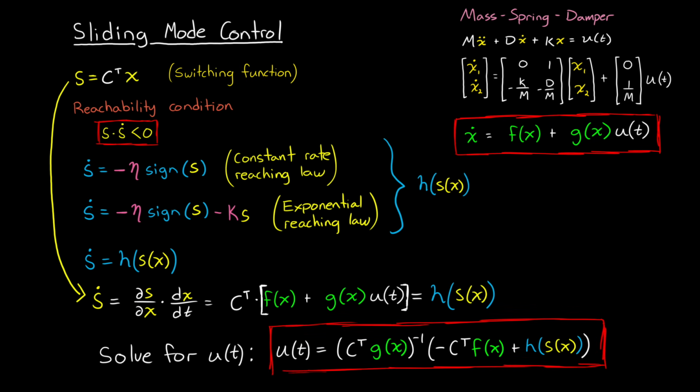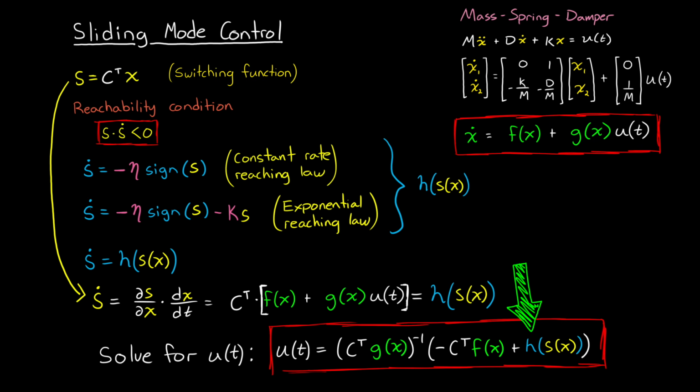And this is the standard sliding mode control compensator formula. And here's what I think is interesting about it. This one control law defines the switching surface, C transpose. And because of the reaching law, H, it ensures that the system states reach that surface from any direction. And that's pretty cool, right?